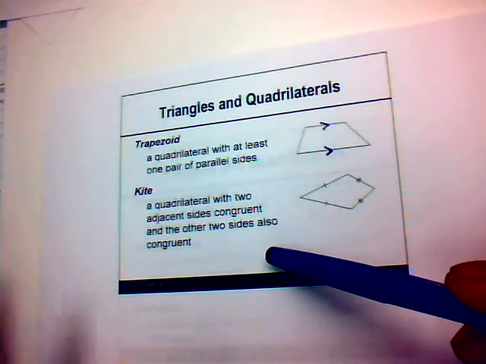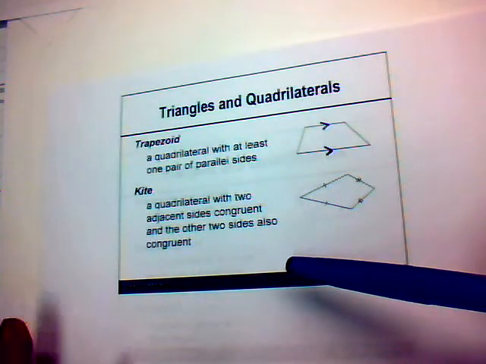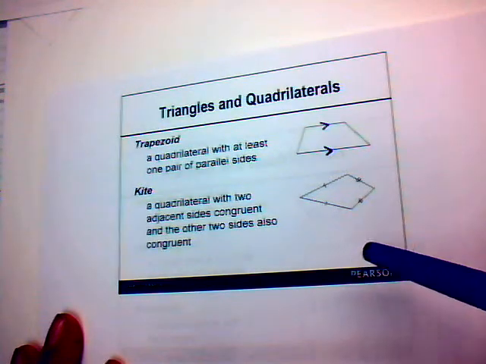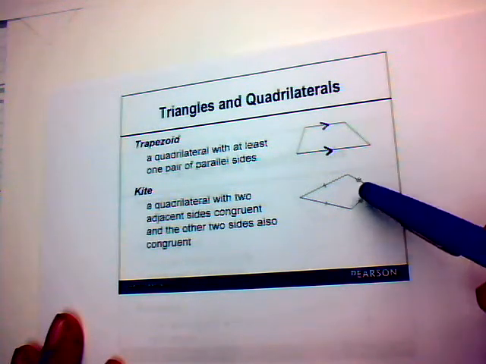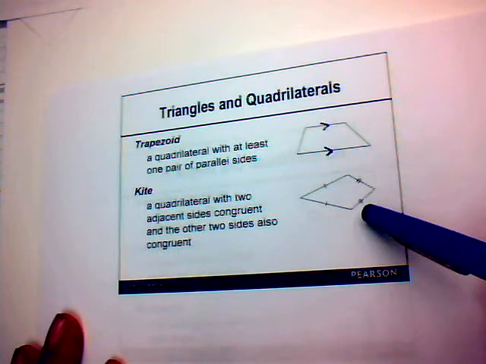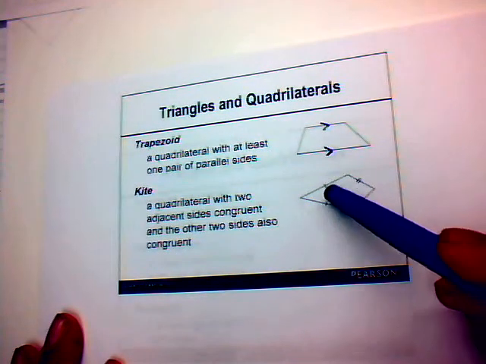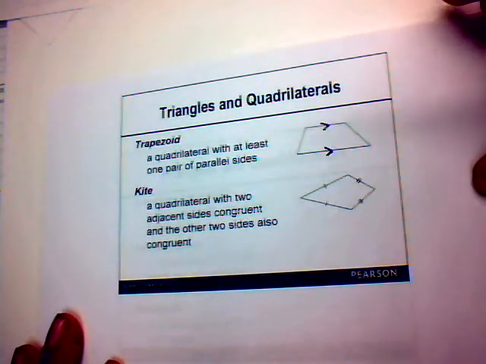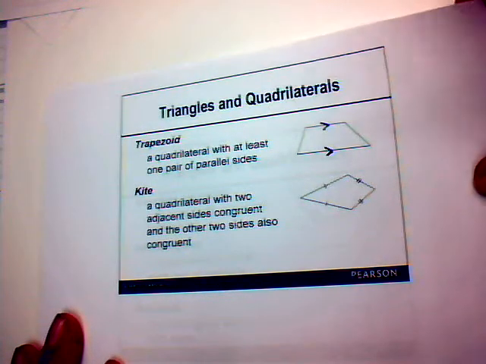Now, a kite is a quadrilateral with two adjacent sides that are congruent, and the other two sides also congruent. Here we got two adjacent sides here. These two adjacent sides have the same measure. These two adjacent sides have the same measure. So that's considered to be a kite.